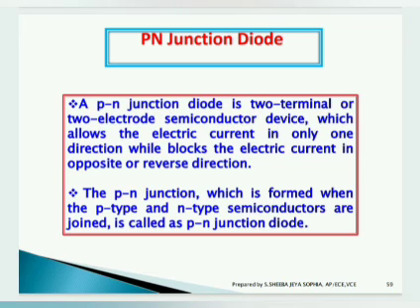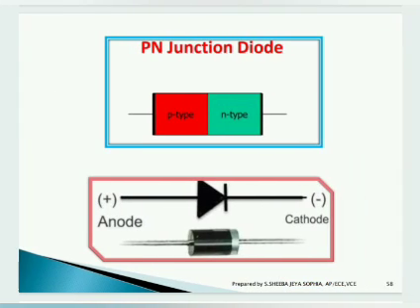Moving back to the working, as I have said, this PN junction is formed when the P-type and N-type semiconductors are joined, and hence it is said to be a PN junction diode. P-type and N-type are joined and it creates a junction between them. As you can clearly see in this diagram, P-type is depicted in red color and N-type is depicted in green color. Both form the junction and a PN junction diode is created.